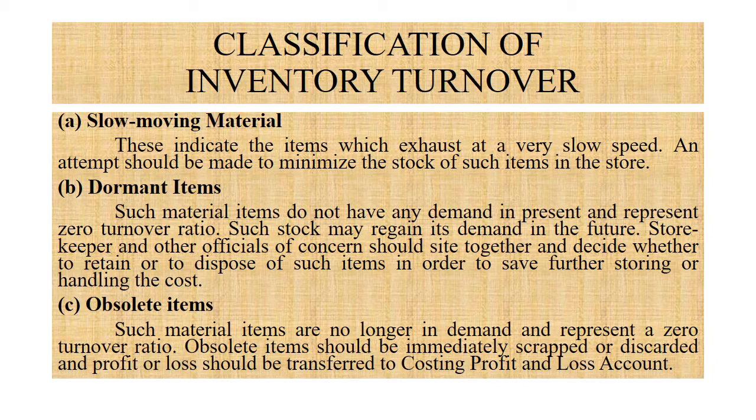Proper decisions should be taken by the storekeeper and the officials concerned whether to retain or dispose of such items. Third are the obsolete items. These items do not have demand at all and represent a zero turnover ratio. Obsolete items should be immediately scrapped or discarded, and the profit and loss of such items should be transferred to costing profit and loss account.